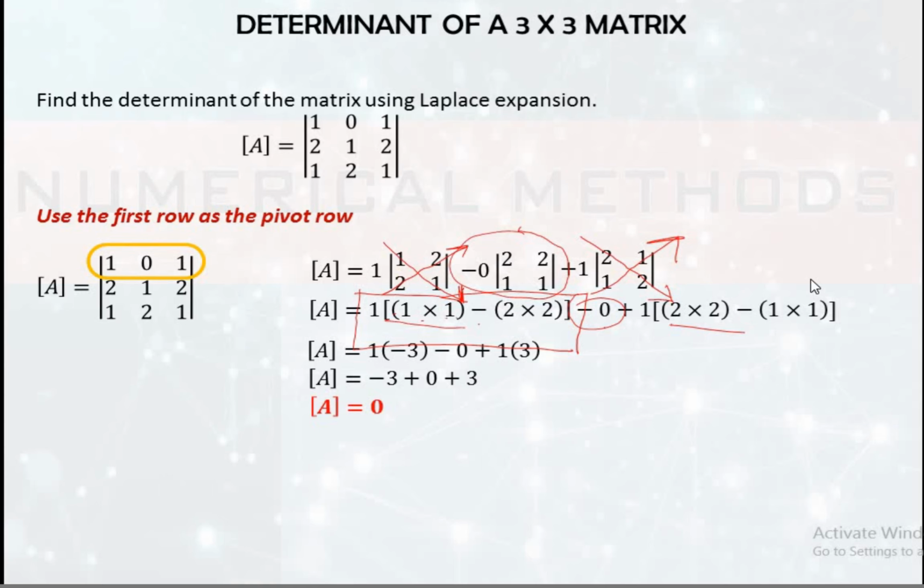Ma'am, pwede bang gamitin kahit ibang row as pivot row? Sabi ko nga kanina, pwede po. Pwede ninyong gamitin kahit yung second row o yung third row. Paano kung yung second row ang magiging pivot row? The same ba yung makukuha kong sagot na ang determinant ng matrix A ay 0?